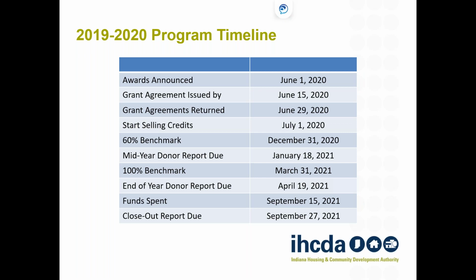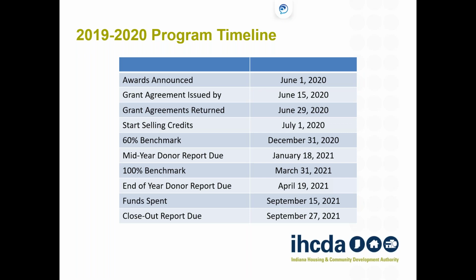The next thing that we'll check in with you on is the benchmark. By December 31st of this year, you will need to have sold 60% of the tax credits that you receive from us in June and July. And you'll need to report on those by mid-January. January 18th will be the date for this coming year. So it gives you almost 3 weeks to finish the report for your 60% benchmark.